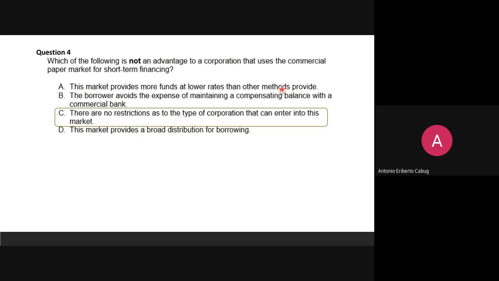A is correct. Mababa yung interest rate dito. B is correct. No compensating balance. Walang compensating balance kapag commercial paper. And D is correct. Pwede kayong manghiram kahit kanino. Hindi kailangan sa bangko. There is a broad distribution for borrowing. So A, B, and D are correct. C is the false statement.